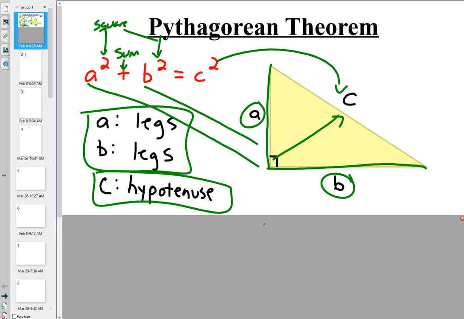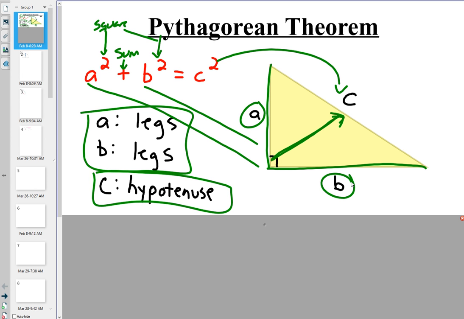The legs are interchangeable. There's no rule that says that A has to be the shorter leg and B must be the longer leg. It doesn't matter. A and B are interchangeable. But C has to be the hypotenuse. Some people know the hypotenuse as being the longest side. Yes, that is correct. On a right triangle, the right angle has to be the biggest angle. Therefore, the side that is opposite it must be the biggest side as well.